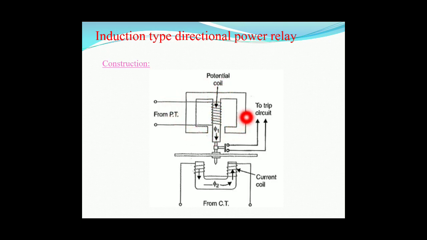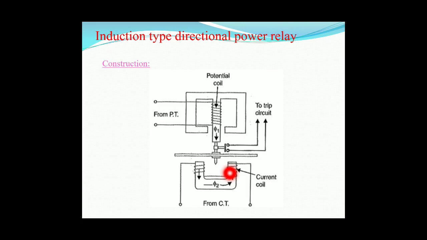The upper electromagnet carries the winding on the central limb. This is the central limb, which is connected to the potential transformer, to the circuit voltage source.